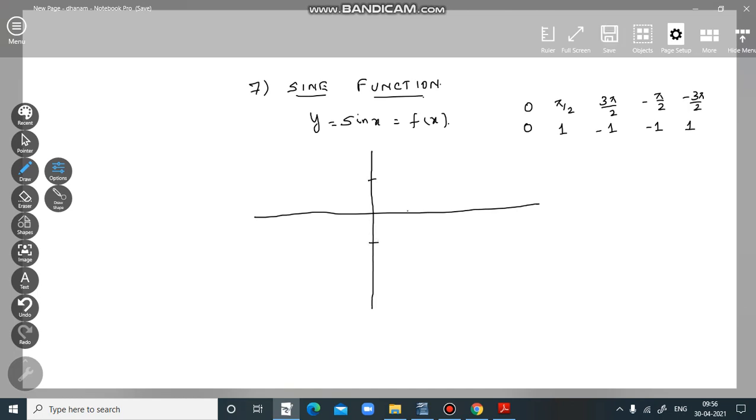For that, we also need to know the points at which it will cut the x-axis, that is, the points of intersection with the x-axis. I am going to mark the x-axis as pi by 2, pi, 3 pi by 2, 2 pi. And on the negative side, let me just take 2 points, minus pi by 2 and minus pi. We need to know the pattern, that's all.